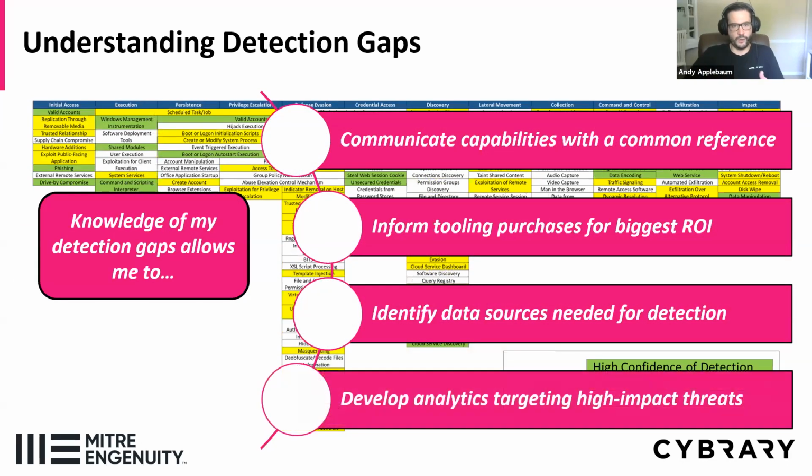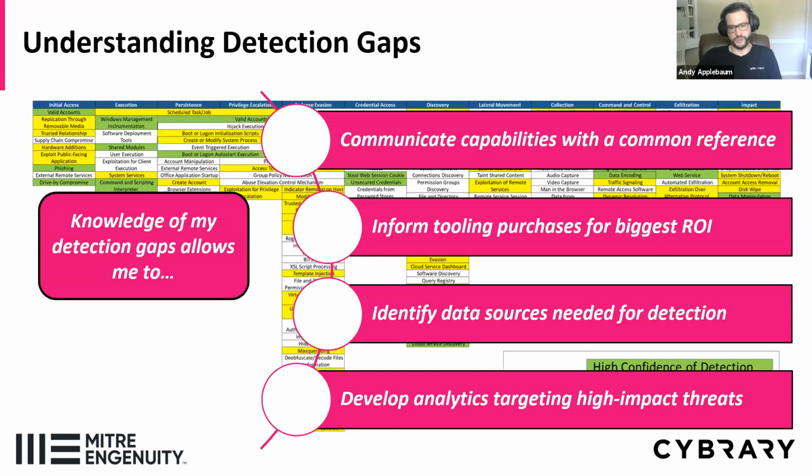Number one, having knowledge of your detection gaps allows you to communicate your capabilities with a common reference. You might have 20 tools you're running in the SOC, and then you can say, using this heat map, well, tool 1 provides my persistence strength, and tool 2 provides my collection strength. The other big thing is that understanding your detection gaps allows you to inform your tooling purchases for the biggest return on investment, really understanding how to change what you're doing to get the most bang for your buck.